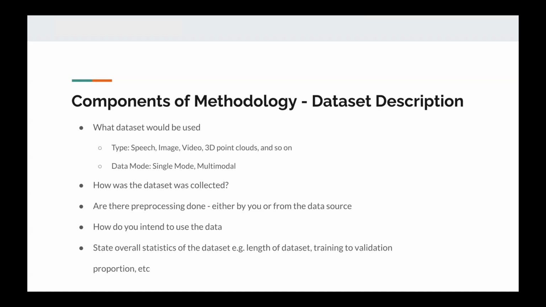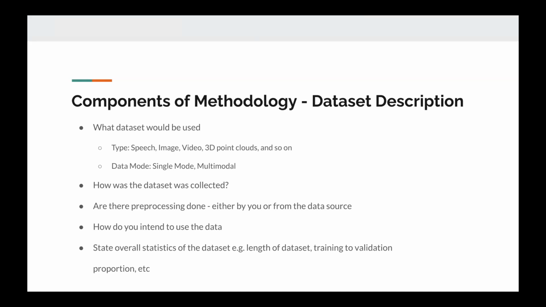If you're doing any form of pre-processing, you need to mention that. And if you haven't done any of this, that's okay. If you didn't collect the data yourself, or you didn't do the earlier stage of pre-processing yourself, that's okay. You just need to reference the source of your data, right? And also if you generated synthetic data, maybe because you don't have enough data, you should also state that.